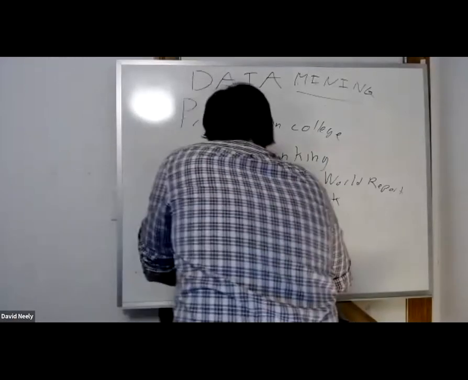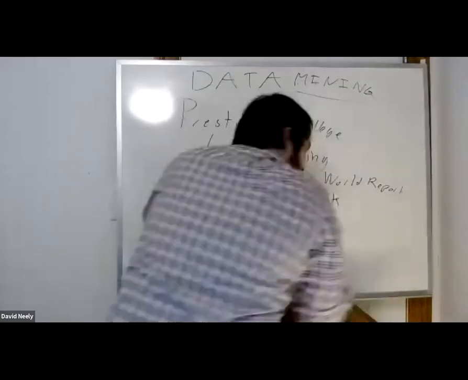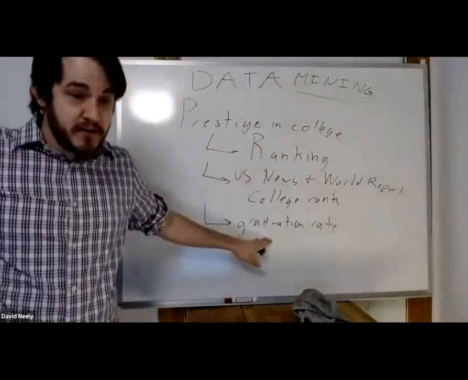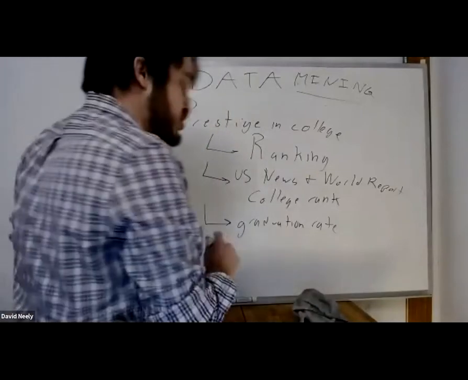Graduation rate. So this is one of the things that gets included. What else goes in there? Transfer rate, things like how often people transfer to other schools. Tuition is one.